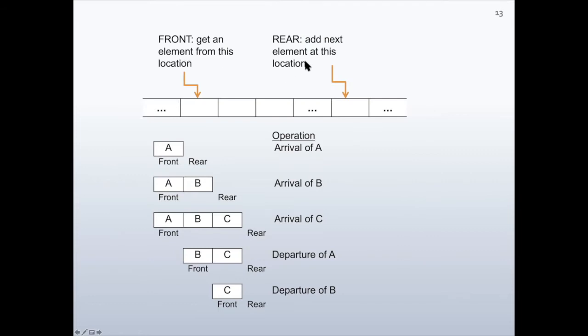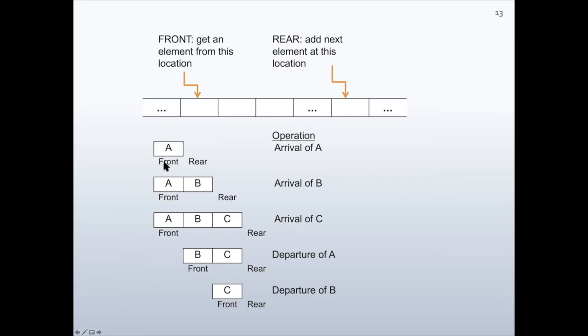In a queue, we have two ends. Front, we get an element from this location, so elements are removed from the front of the queue. Rear is showing the position to add the next element at that location. So the elements are inserted at the rear of the queue.